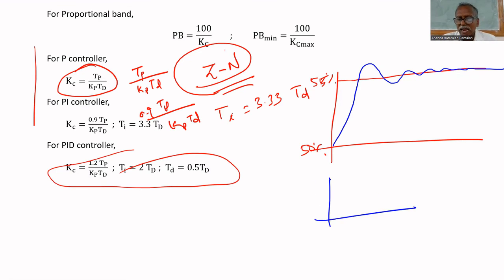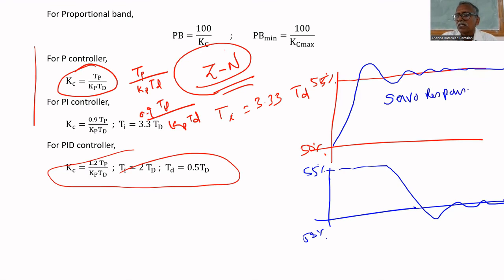Now it is settled at 55. Now again change the set point to 50. It will come like this, oscillate, and finally settle at 50. This type of response is called servo response. Servo starts with S. Servo response means a change in set point. If you deliberately change the set point, then it is called a servo response.